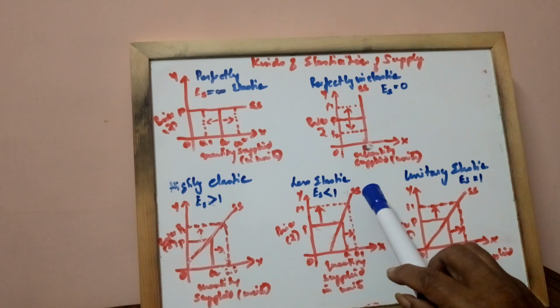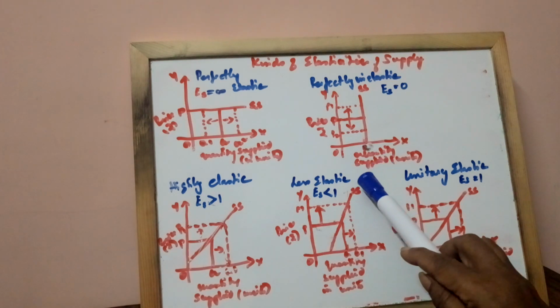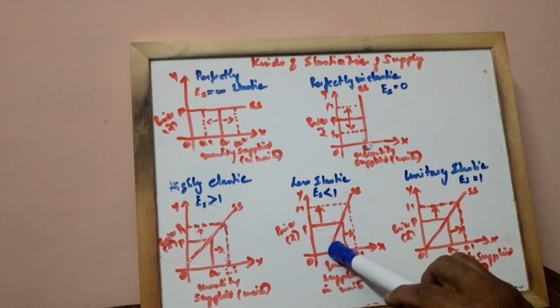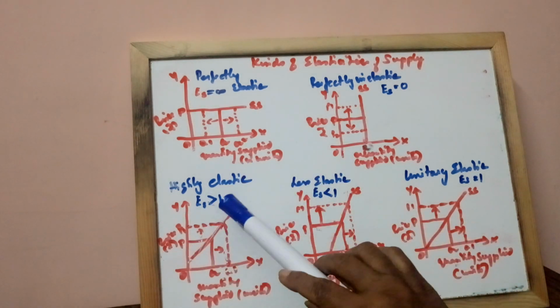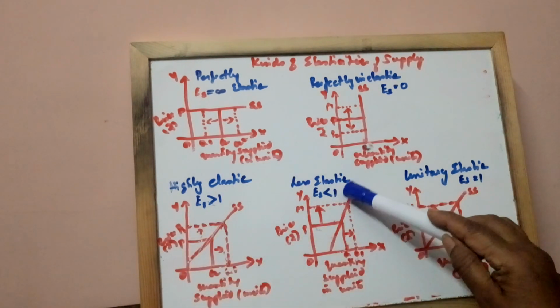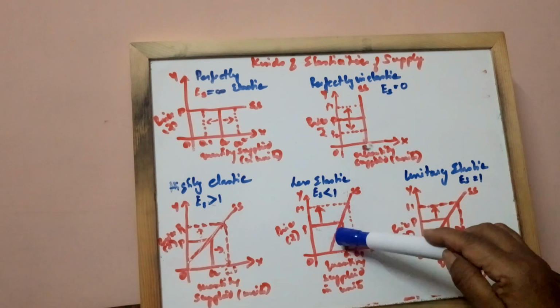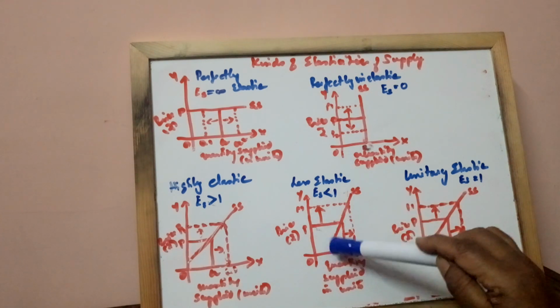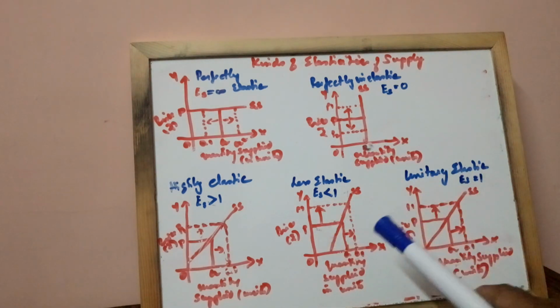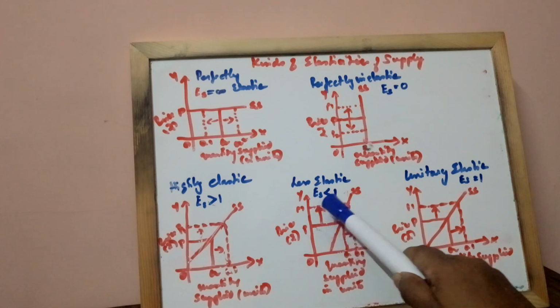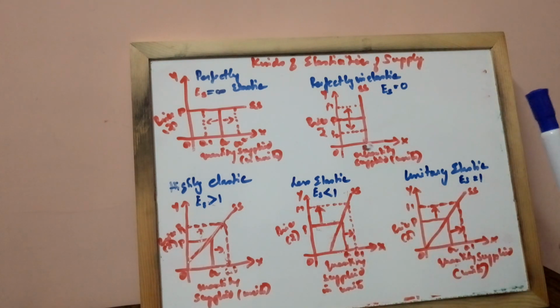And here you find the supply curve has an intercept on the x-axis. Highly elastic, intercept on y-axis; less elastic, supply curve intercept on x-axis. So you find change in price is more than change in quantity supplied.